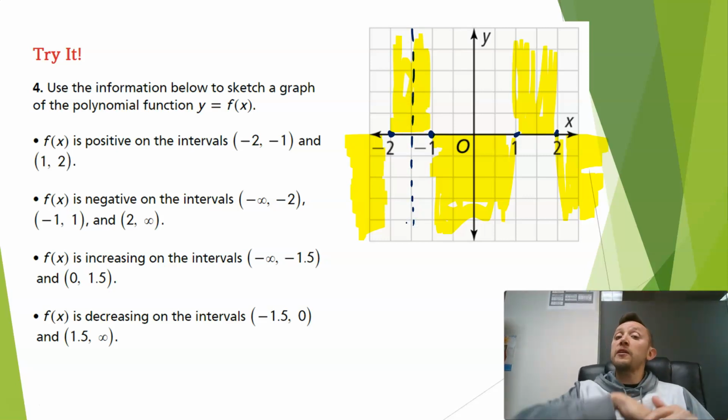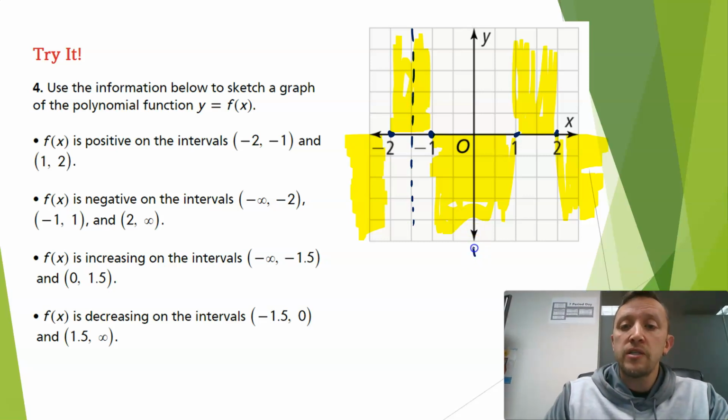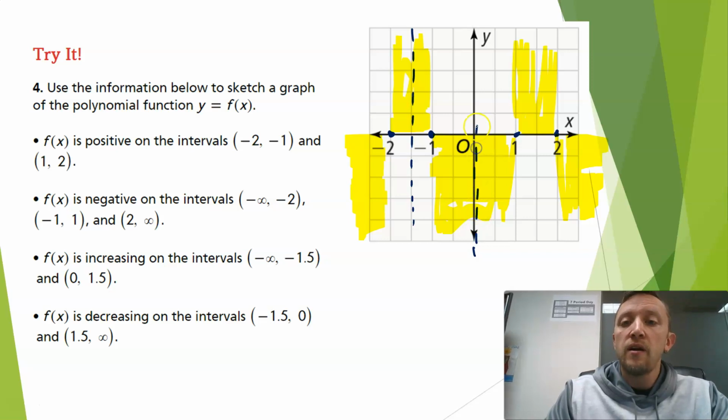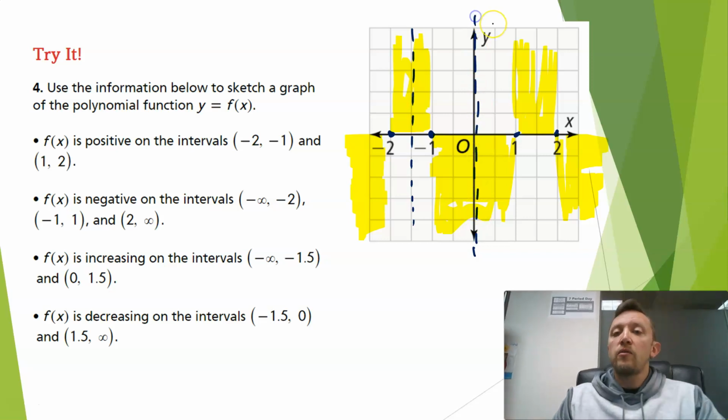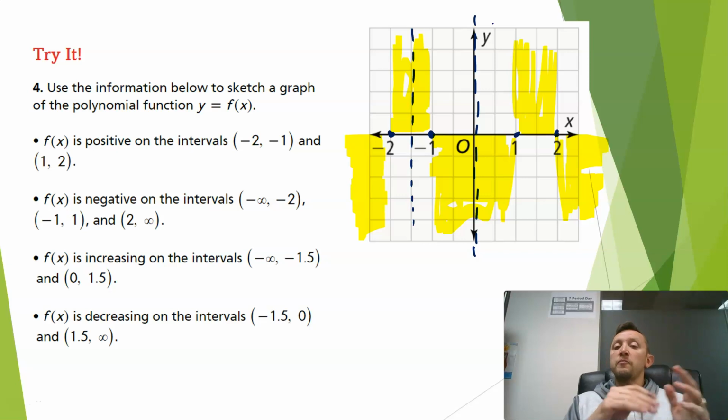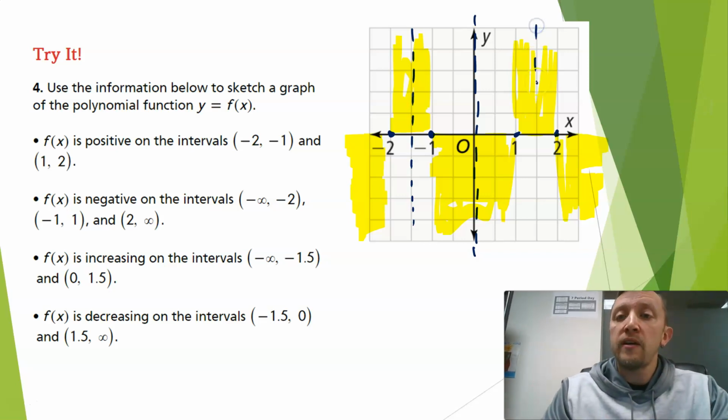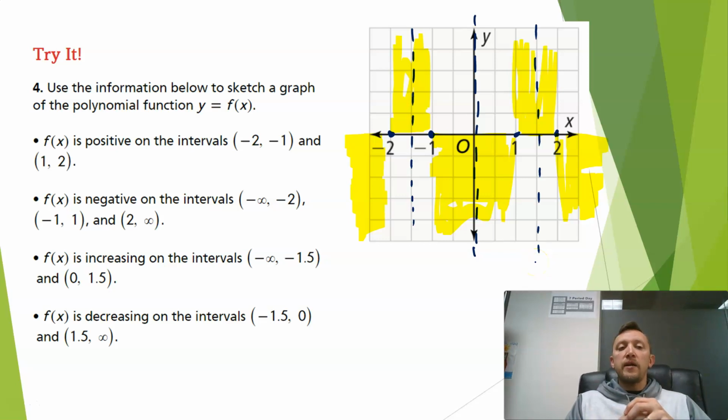It's going to increase. But then as soon as it hits 1.5, it's going to change direction. But then it's going to increase again on the interval from 0 to 1.5. So 0, it's going to be hard to see here, but 0 would have another change of direction because from 0 to 1.5, it's going to be increasing. All right, and then it's decreasing on the intervals from -1.5 to 0 and from 1.5 to infinity.